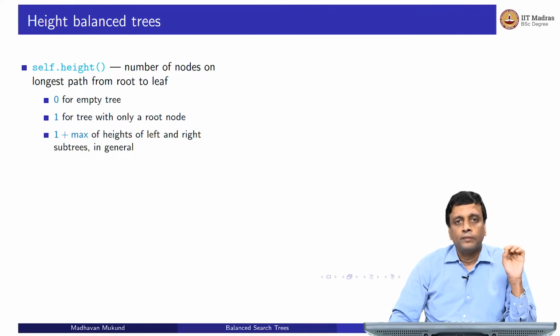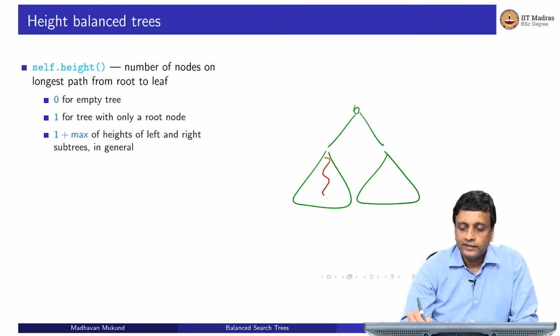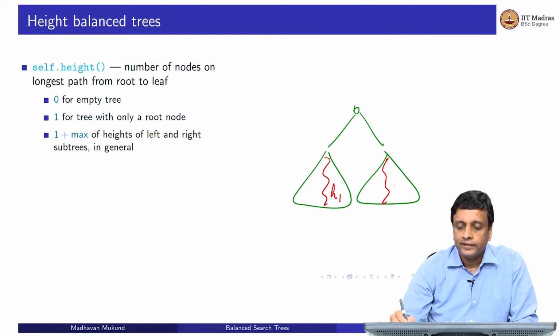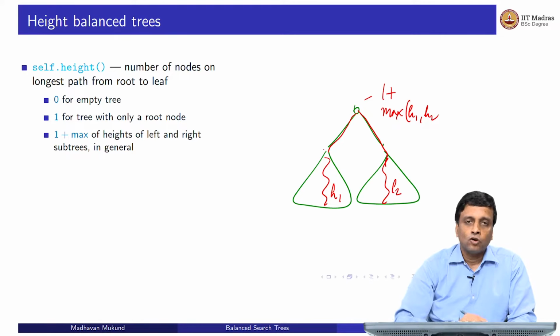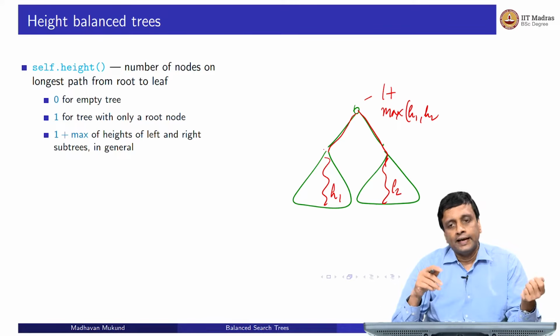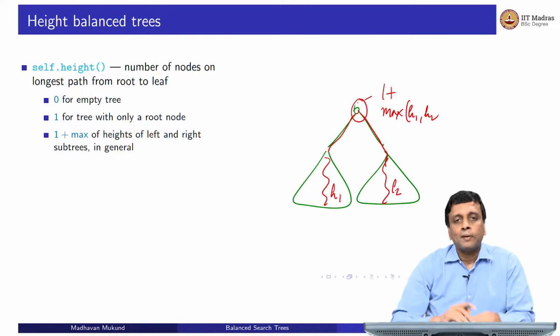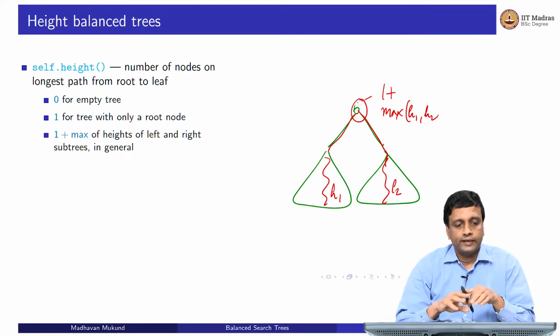In general, if I have a tree, then if I want to find out its height, right, I will have a height h1 here and a height h2 here. So this is going to be 1 plus the maximum of h1 and h2, because the longest path from here is either the path that follows the longest path on the right, or the path that follows the longest path on the left, and in either case I am taking that longest path in my left or right subtree and adding this one node to it. So it's 1 plus the maximum of the heights of the left and right subtree. So this is how you formally define the height.